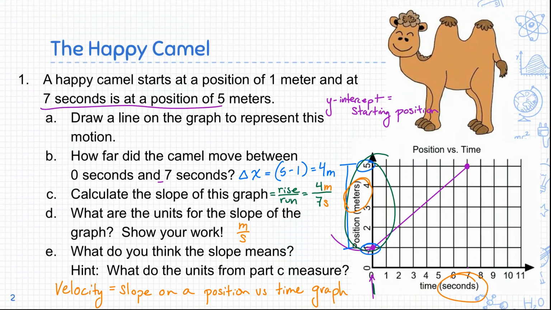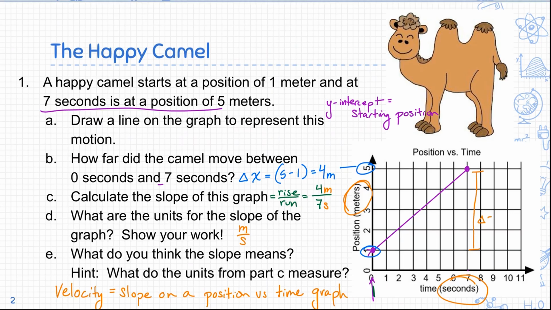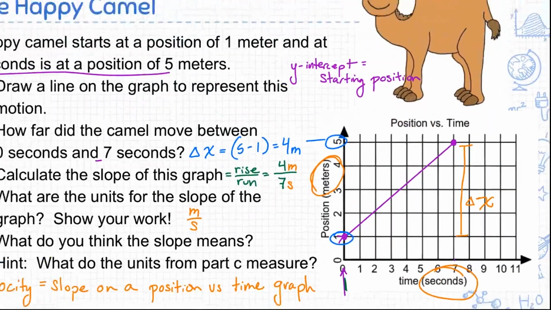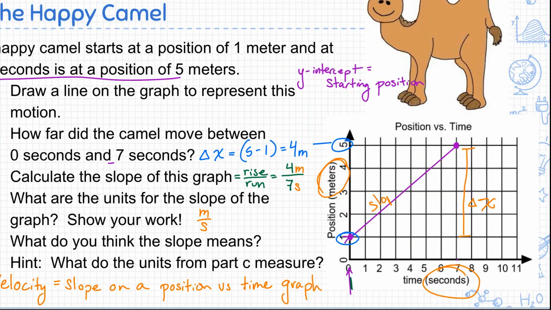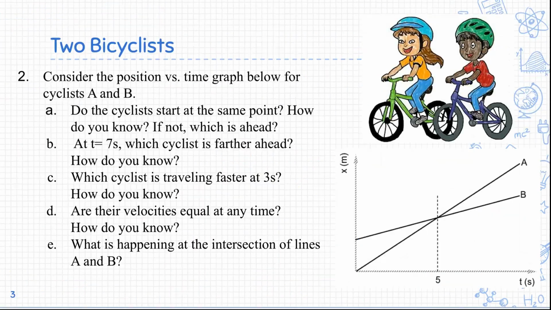All right, so to summarize so far, on a position versus time graph, our y-intercept is our starting position. Our slope is our velocity, and how far we went is how much the graph went up. So displacement is the change in height. The slope is my velocity, and the y-intercept here is my starting position. So remembering those things, now we're going to do another example.